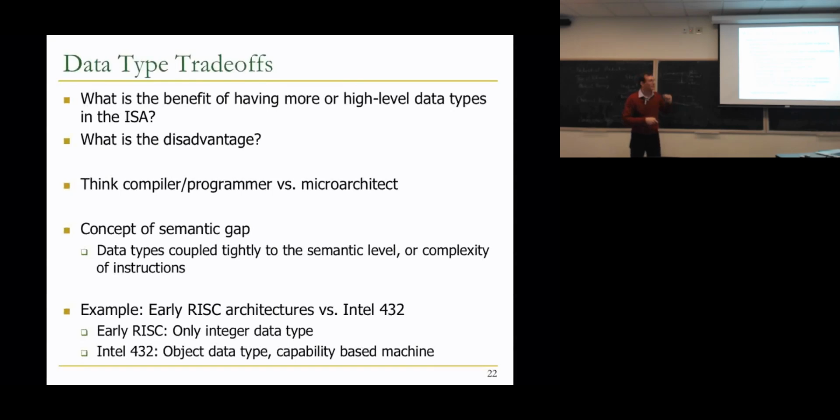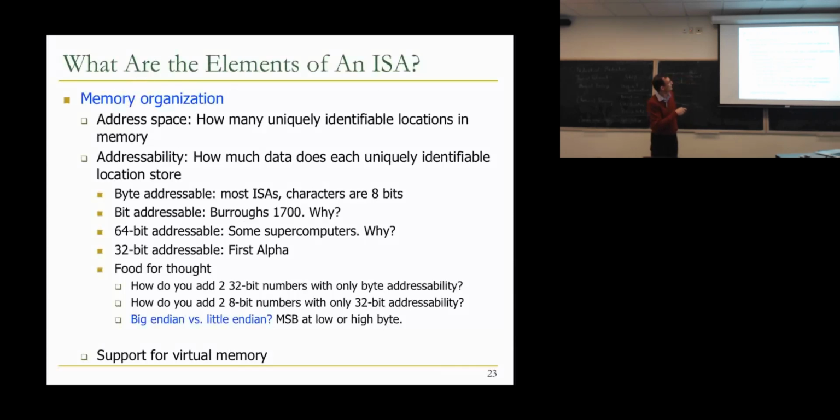But other elements of the ISA, memory organization, is a critical element, and this consists of many different things related to memory. You probably know address space and addressability, right? Address space is basically how many uniquely identifiable locations you have in memory, and addressability is how much data each uniquely identifiable location stores. These are different things.